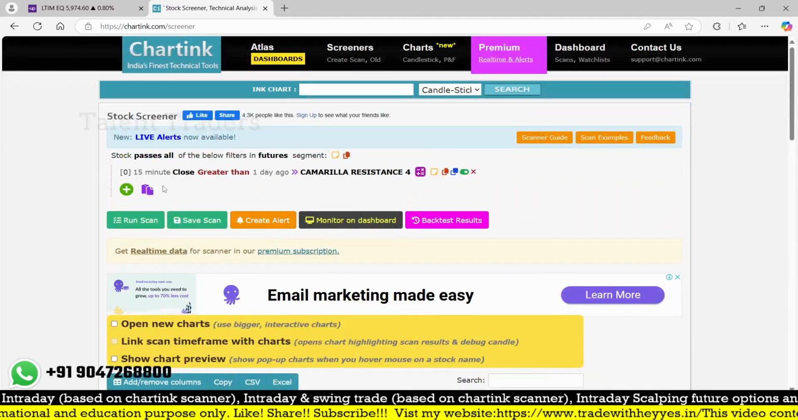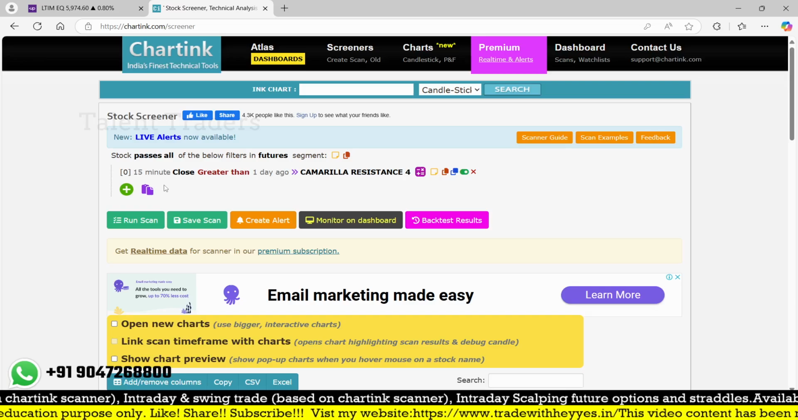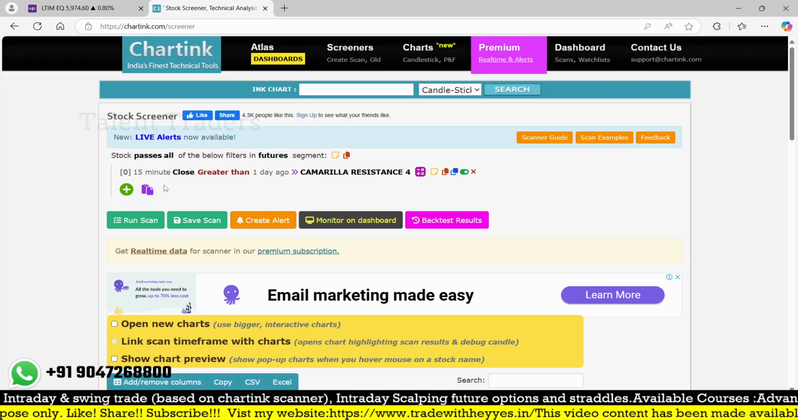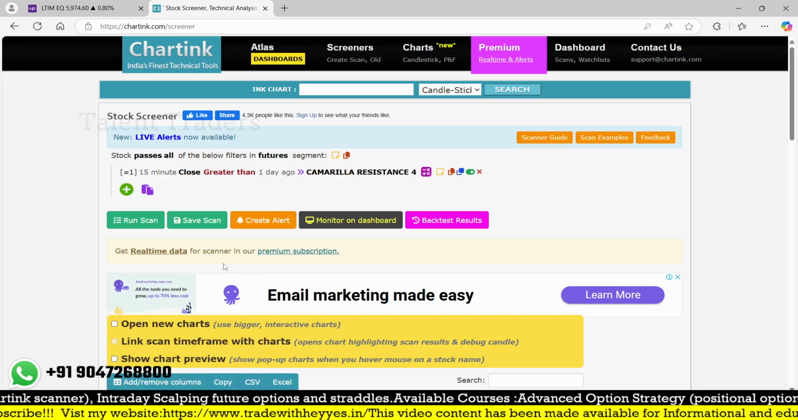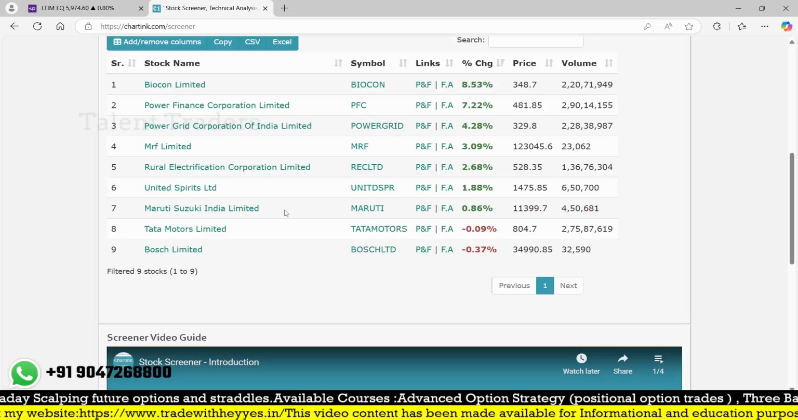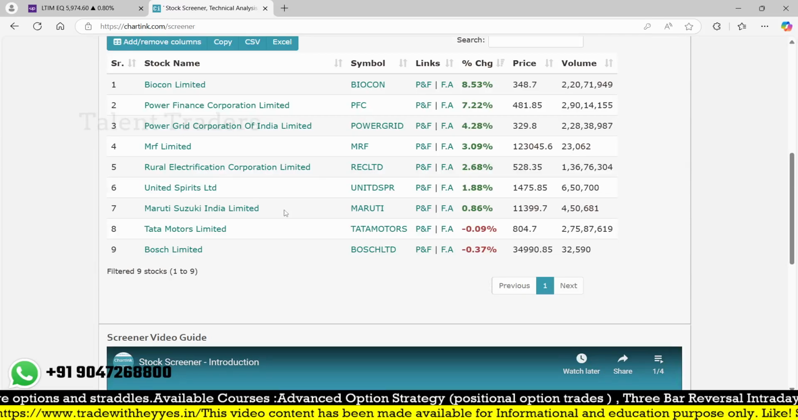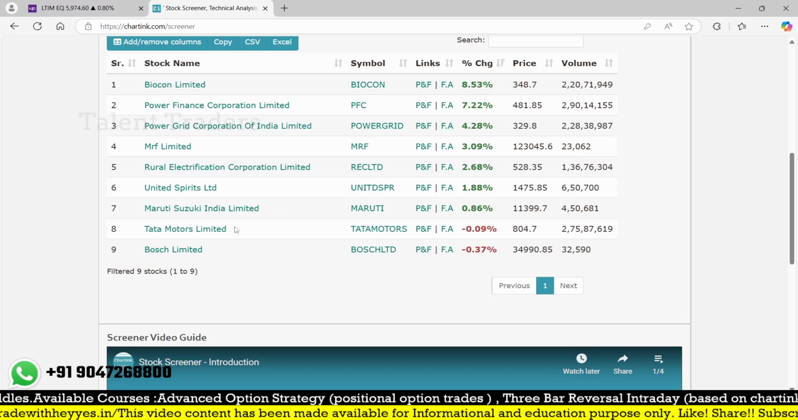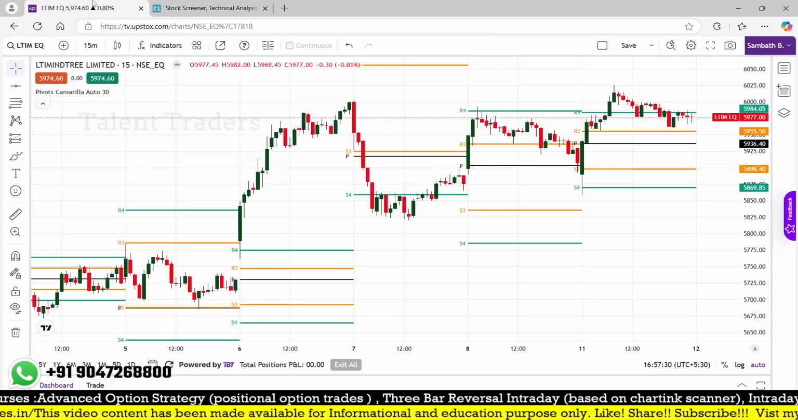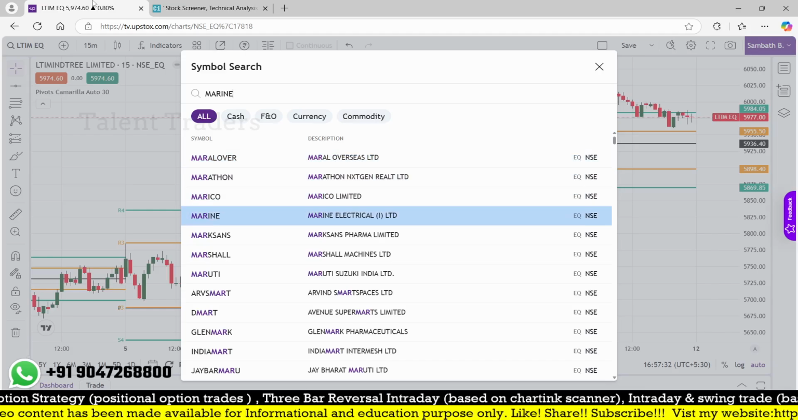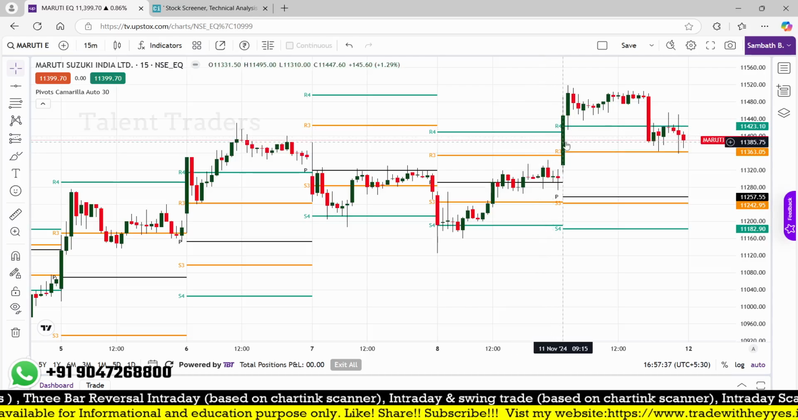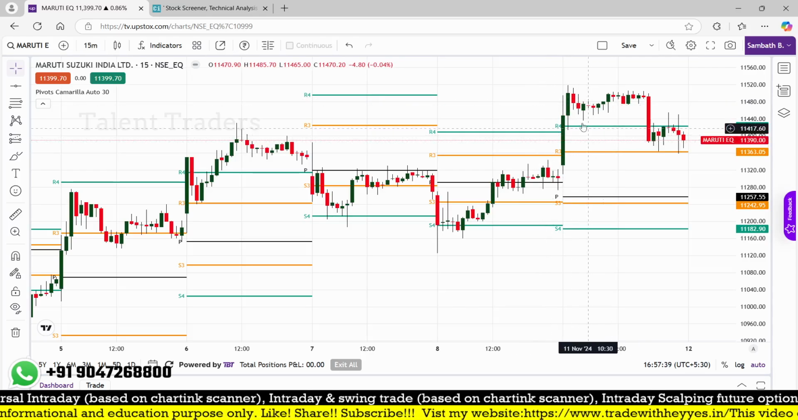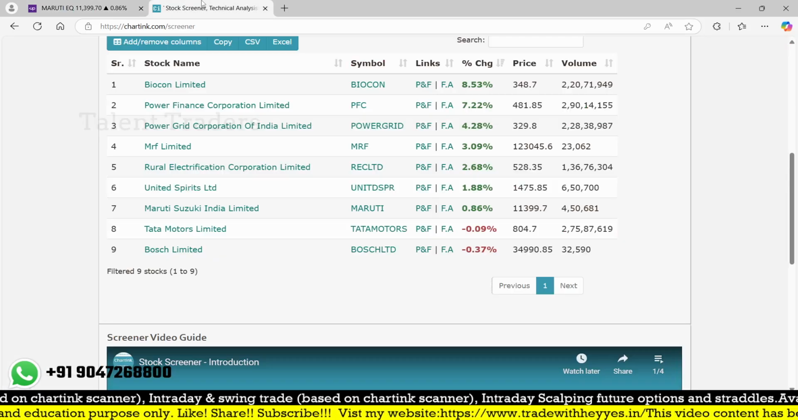But I'm just going to create the scanner for the first 15 minutes candle. I'm not going to take the scanner into multiple time frames. So I'm just using the first 15 minutes candle, and today almost 9 stocks have given the breakout on the first 15 minutes. Let me check Maruti, whether it is giving the breakout on the first candle. So this is the R4 level where it gave the breakout, but that was not performing well.